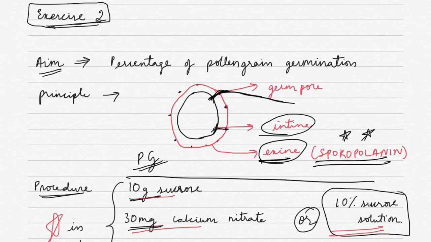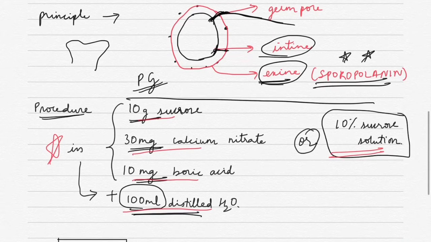This is what usually happens when it lands on the stigma, but here we are going to use the synthetic solution to replicate the same. It is 10 grams of sucrose, 30 mg of calcium nitrate, 30 mg of boric acid dissolved in 100 ml of distilled water, or simply I can say 10% sucrose solution.